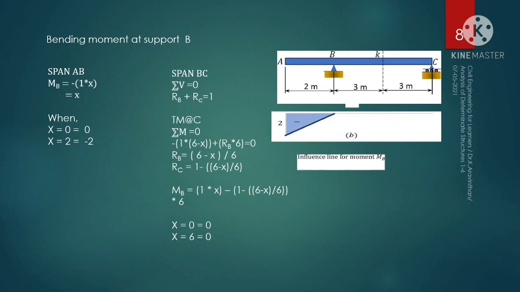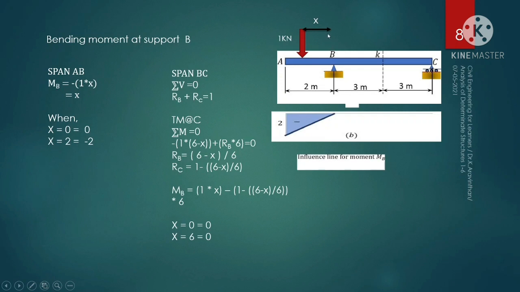Now let us find the bending moment at support B. So this is the next requirement. If you need bending moment at support B, you have two different spans, that is AB and BC. So I have taken two sections. If I need influence line between A and B, I have to place a unit load here. If I need bending moment between the member B and C, I have to place a unit load at this section. So let us do this. I have placed a unit load and I have taken a distance from point B.